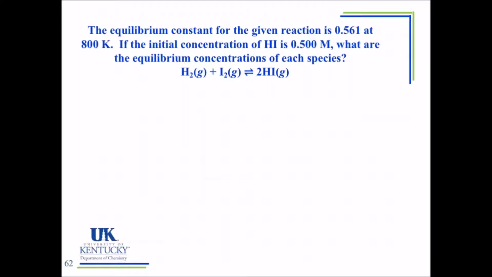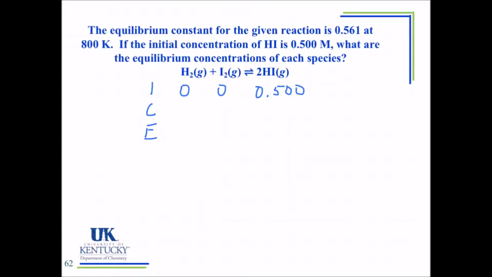The first thing we need to do is set up an ICE table. So we have I for initial, C for change, E for equilibrium. We're told we have an initial concentration of HI equal to 0.500 molar. And since it doesn't mention anything about initial concentrations of I2 and H2, we're going to assume they're 0.